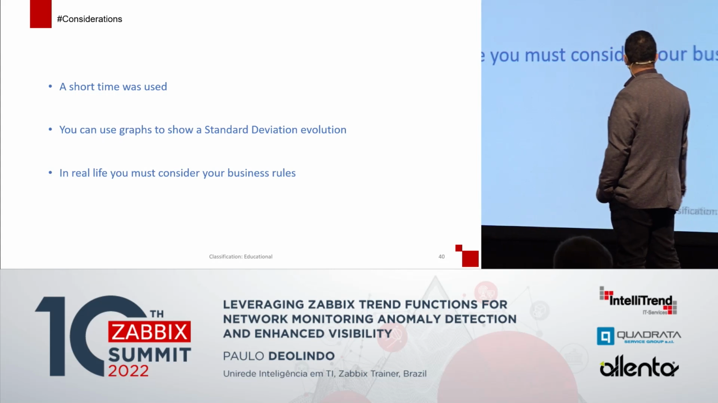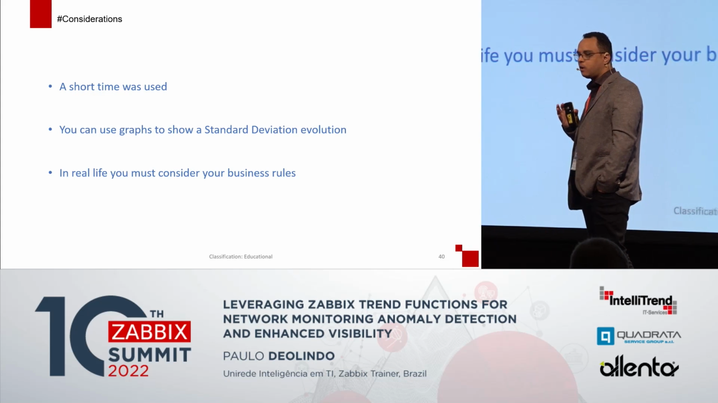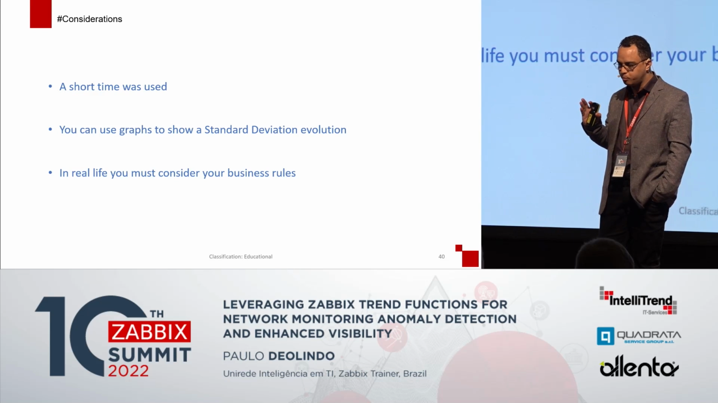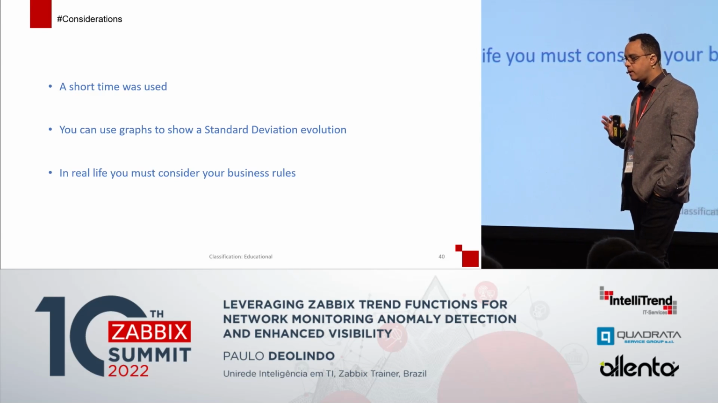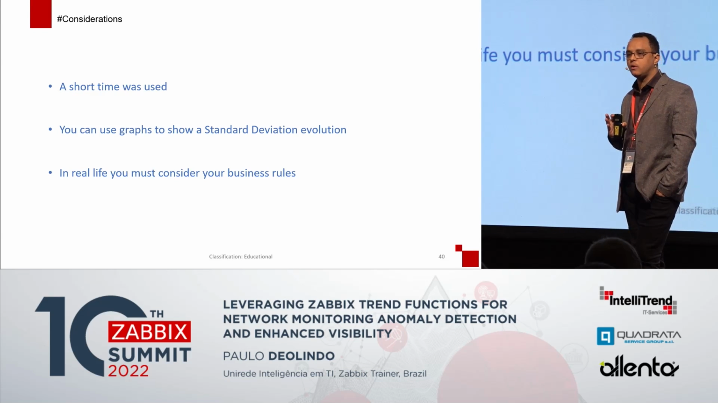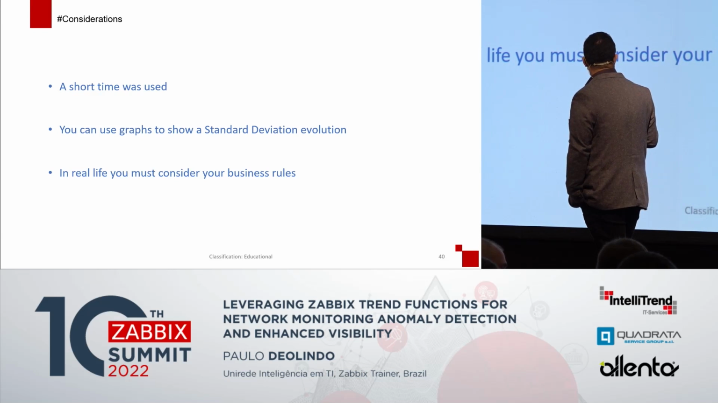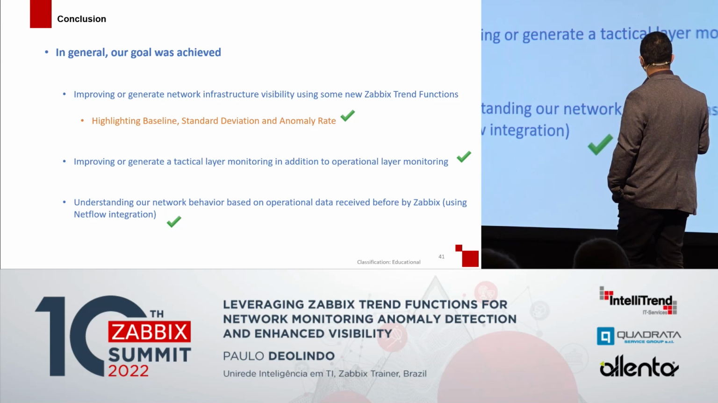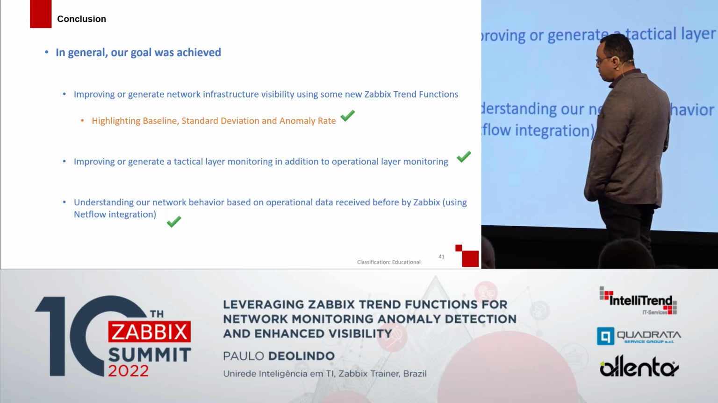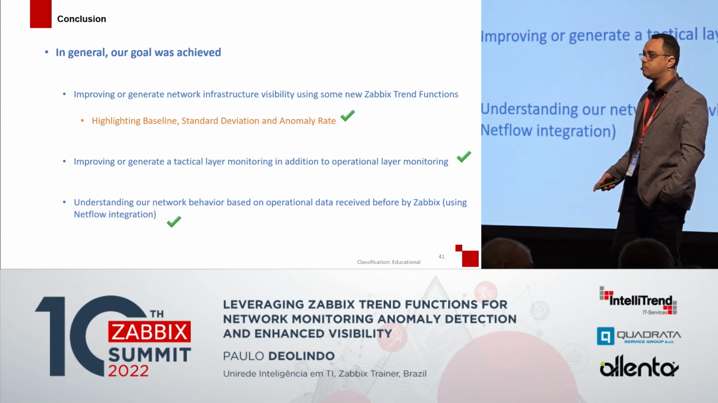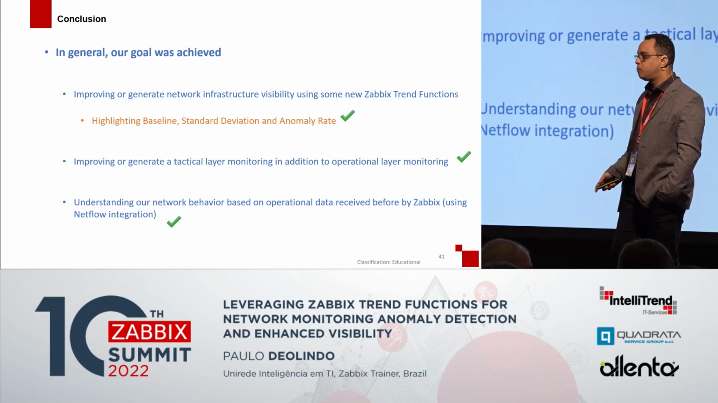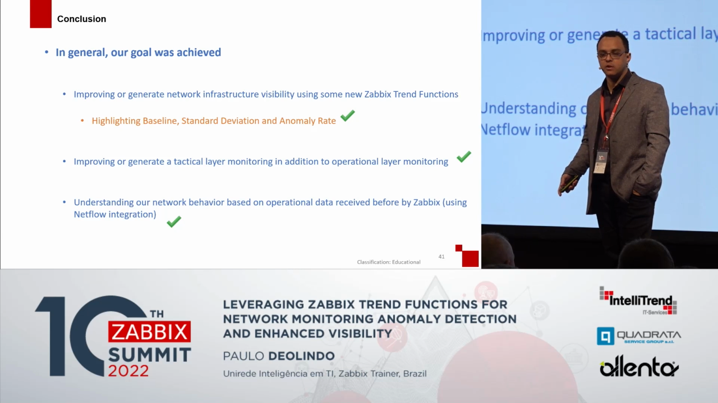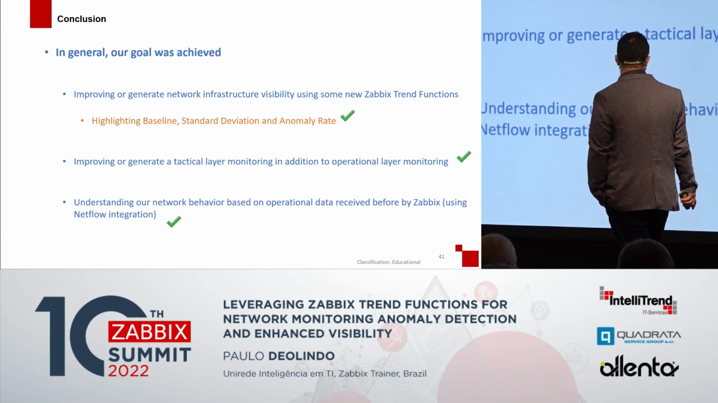Very, very quick conclusion. In this use case, I just used a short time to observe something and calculate something. Just a use case, educational purpose only, okay? So you must translate your business rules to a trusted formula to calculate something here. Okay, again, building some graph to analyze standard deviation evolution. I think our goal was achieved. Zabbix can treat NetFlow data. We can create some tactical layer monitoring using baseline monitoring, standard deviation monitoring, and anomaly rate detection to improve or generate some network visibility. Okay.